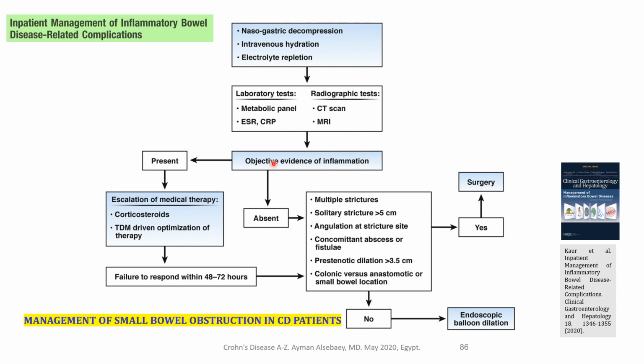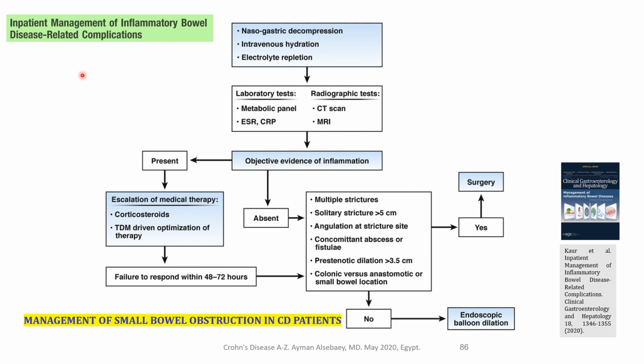Okay, if there is no inflammation from the start in the bowel, we will see if there are multiple strictures or a circumferential stricture of more than 5 centimeters. If there are features that can't be managed without surgery... we will do endoscopic balloon dilatation if it is feasible to reach with the endoscope. But if the strictures are multiple or their size is more than 5 centimeters, or sharp angulation, abscesses, or there is dilatation of more than 3.5 centimeters, surgery will be the rule.